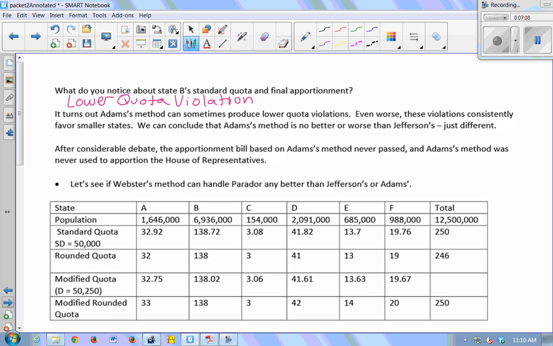So it turns out that Adams' method can sometimes produce lower quota violations, and even worse, these violations consistently favor small states. It takes seats away from big states, so it's biased against big states, whereas Jefferson's was biased towards big states. So we can conclude that Adams' method is no better or worse than Jefferson's. It's kind of like the exact opposite problem.